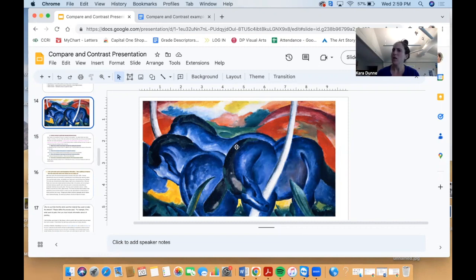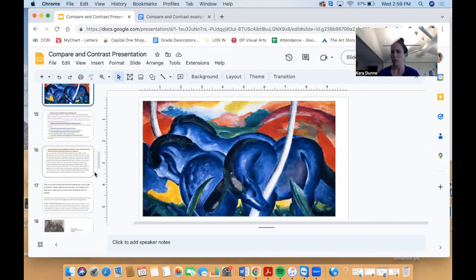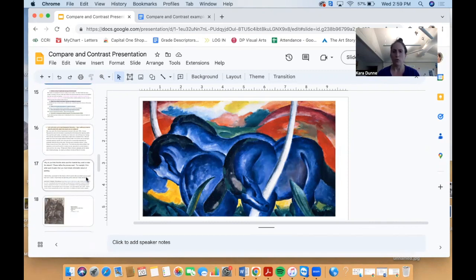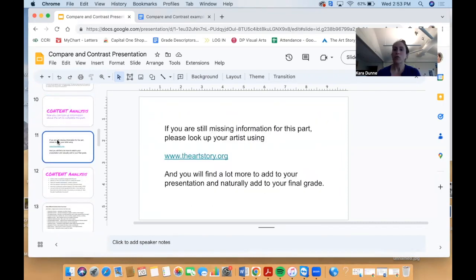So after seeing this, I'm like, oh yeah, there's no people in this. It's just the horses. And yes, it's very expressive. He was a German expressionist. Yes, it's very bold, beautiful colors, very highly saturated. If you are still missing information for this part, the content analysis, if you didn't answer a question, you may find more information to guide you from theartstory.org. That's a wonderful site that has a lot of information about particular art pieces and artists and their lives.